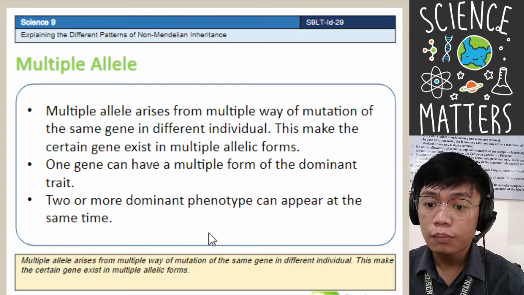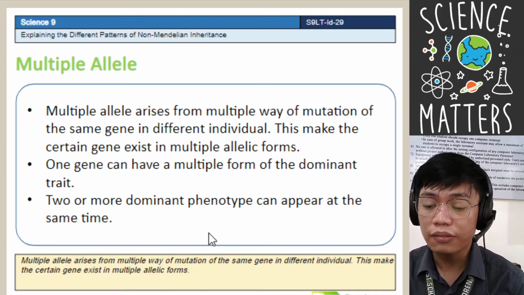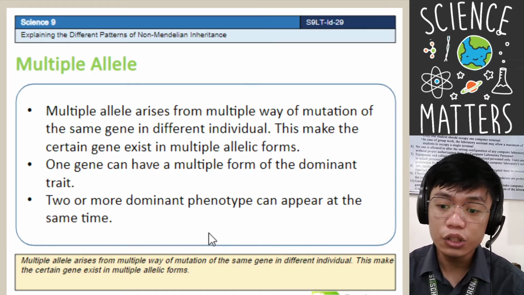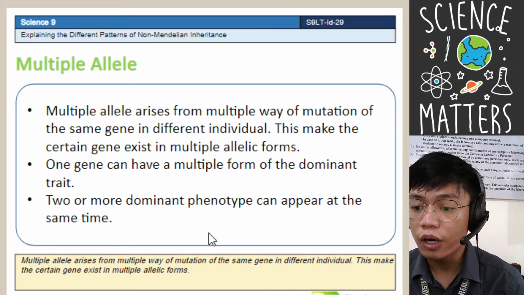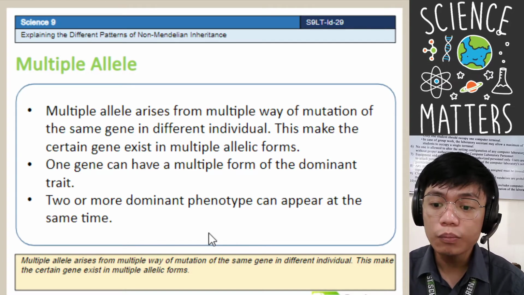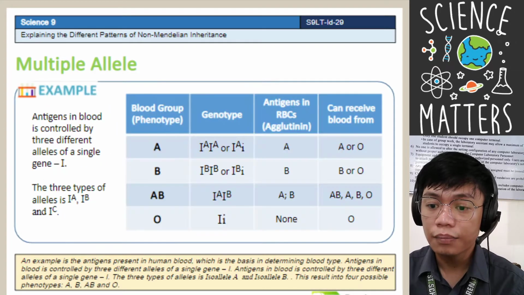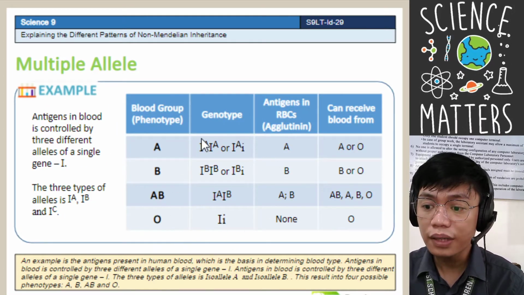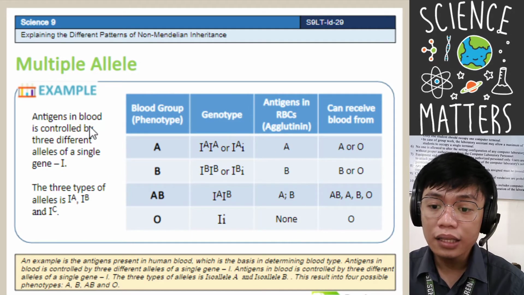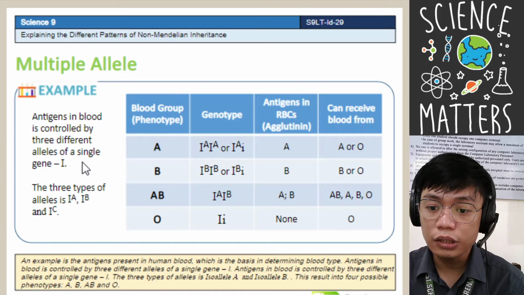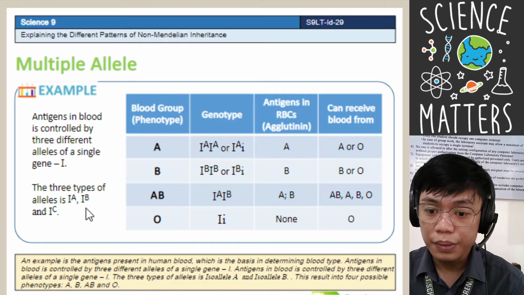Okay? Now, multiple alleles arise from the multiple ways of mutation of the same gene in different individuals. This makes a certain gene exist in multiple allelic forms. One gene can have multiple forms of the dominant trait. Two or more dominant phenotypes can appear at the same time. Okay? Now, the example of this is yung ating blood, okay? Yung ating blood antigen. So, antigens in blood are controlled by three different alleles of a single gene, okay? The three types of alleles are A, B, and O.